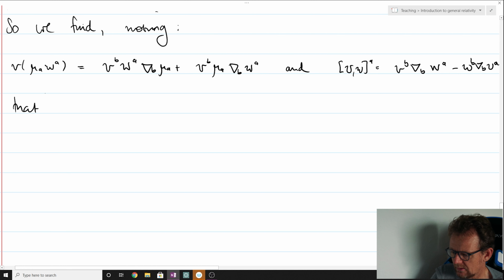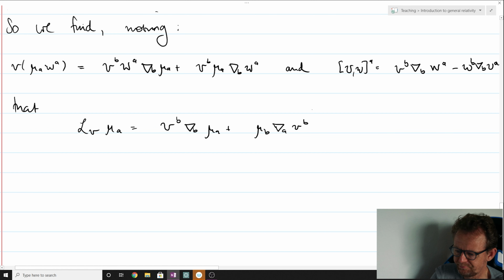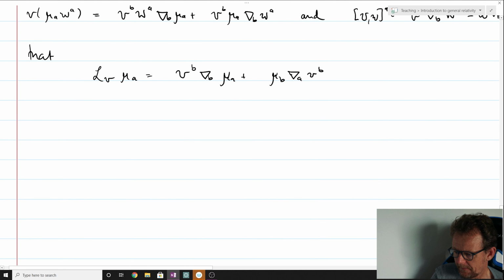we find that the action of the Lie derivative on a dual vector mu_a is given by V^b ∇_b mu_a plus mu_b ∇_a V^b. So we have a lovely explicit formula now for the action of the Lie derivative on a dual vector. It involves the usual derivative operator ∇.